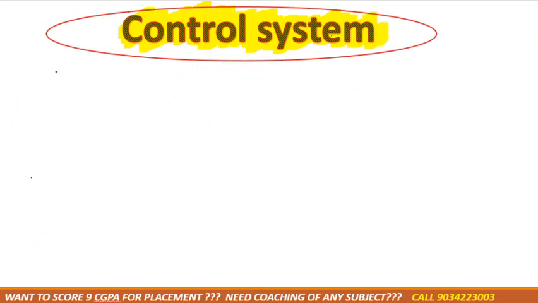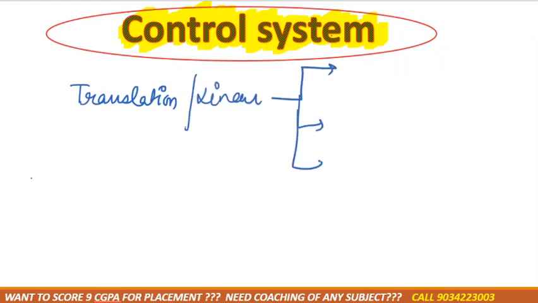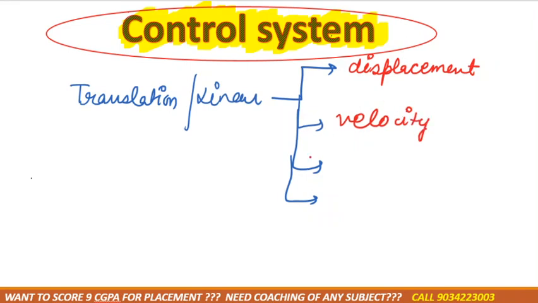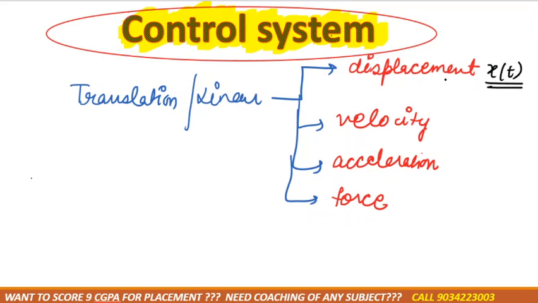Now I'm teaching according to your PDF. Okay, now in this, as they said, translational, or we can say linear motion, includes the following terms: displacement, which means movement; velocity, at how much velocity it is moving; then acceleration, which is the change of velocity with respect to time; then force, correct? Displacement is denoted by x of t.